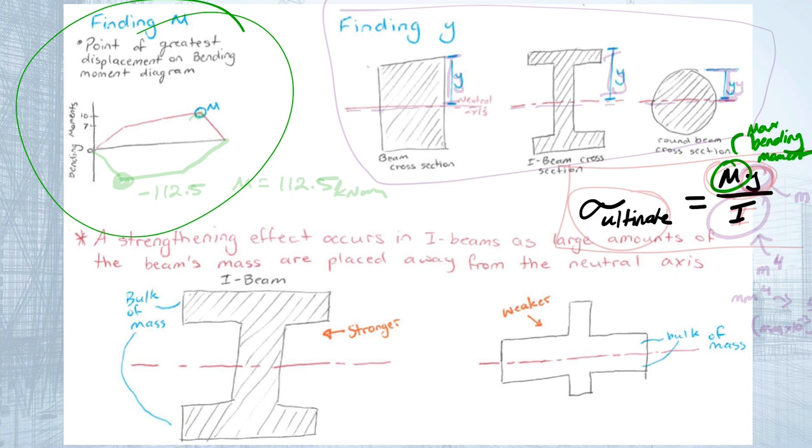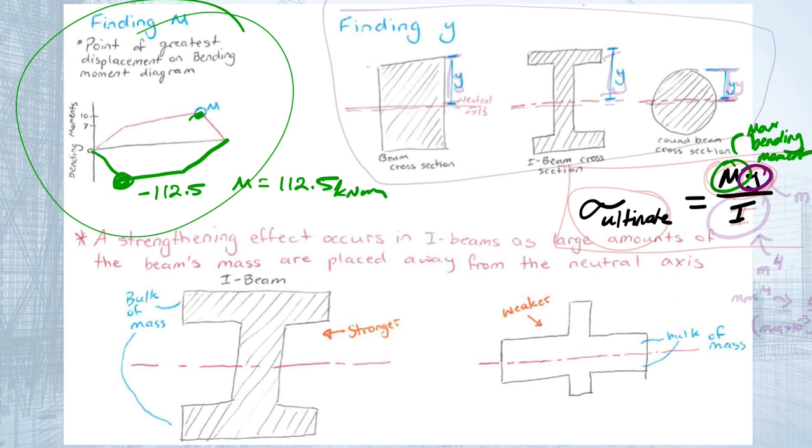And it doesn't always have to be above the x-axis. In some cases, you might get a graph that looks like this, and you might have your maximum bending moment here. That's all right. You take the exact value of it. So if it's a negative value, say this was negative 112.5, the maximum bending moment would be 112.5 kilonewton meters.